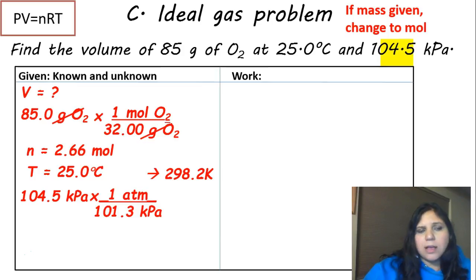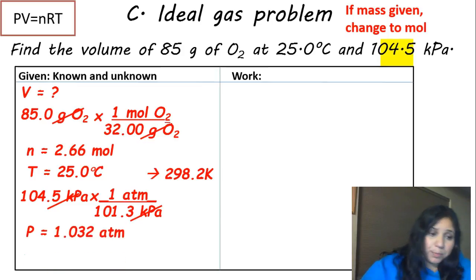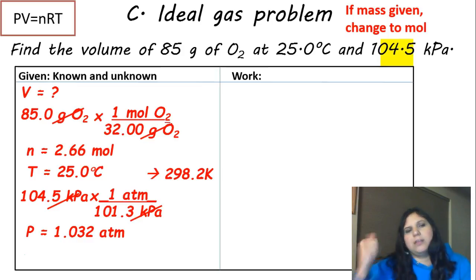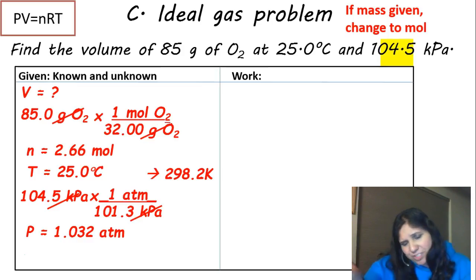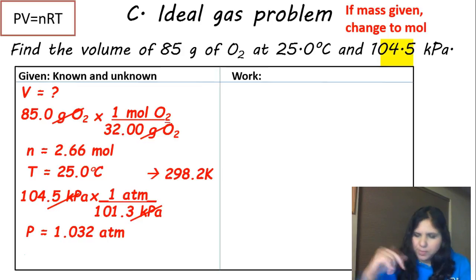It should be simple. 1 atmosphere is 101.3 kPa. That cancels, and I get that the pressure is 1.032 atmospheres. Great. So the given side is kind of lengthy because we got some conversions to do. Sometimes it'll tell you exactly what you need, and other times it'll be a little more complicated and you'll have to convert.